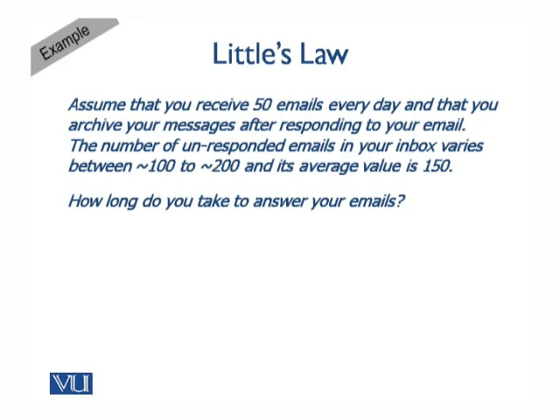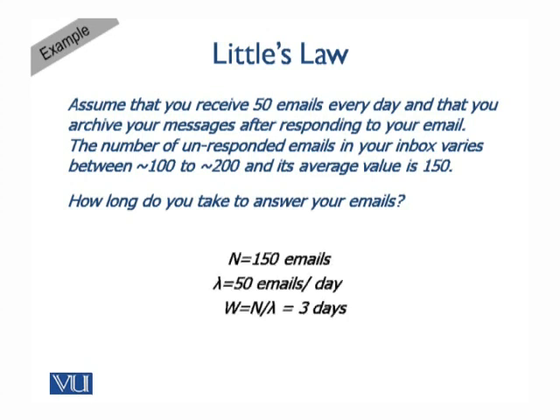We know that the average number of emails in your system is 150, so n is equal to 150. The average arrival rate is 50 emails per day. So we can calculate the average time it takes to answer your emails by taking the ratio of n and lambda, and this comes out to be 3 days.